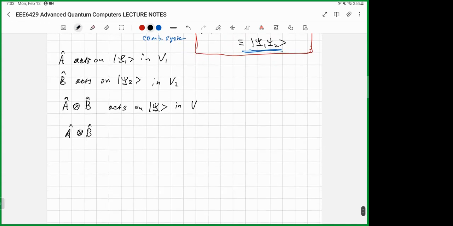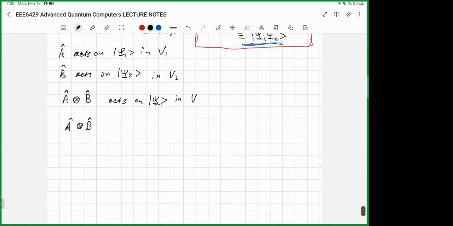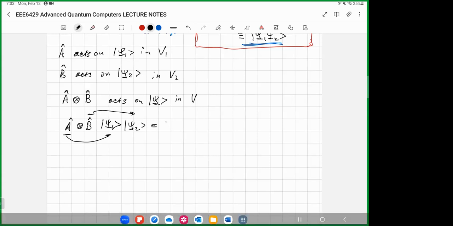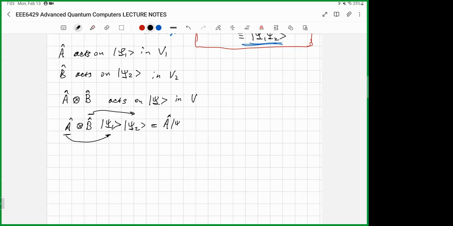So let's get back to this tensor product of two operators, and let's suppose it acts on this psi1, psi2, this composed vector state. So the rule here is that A still acts on the first and B acts on the second. So it will be operator A psi1, then operator B psi2.